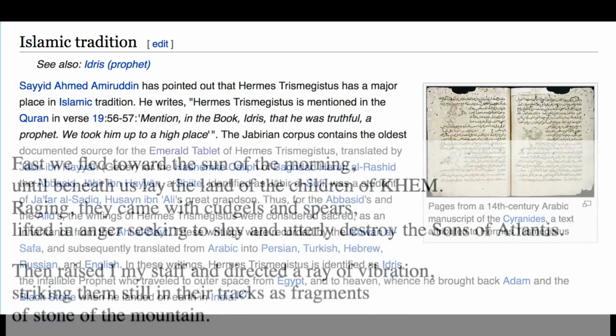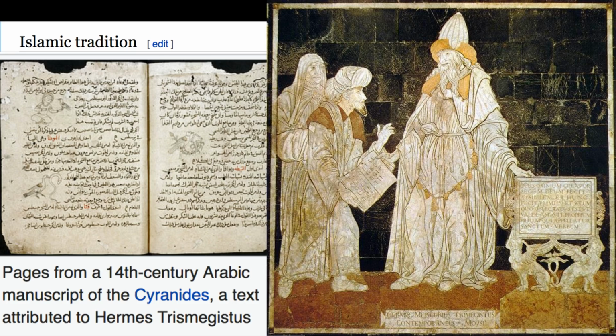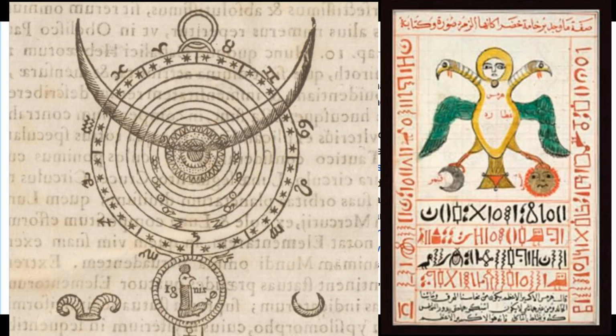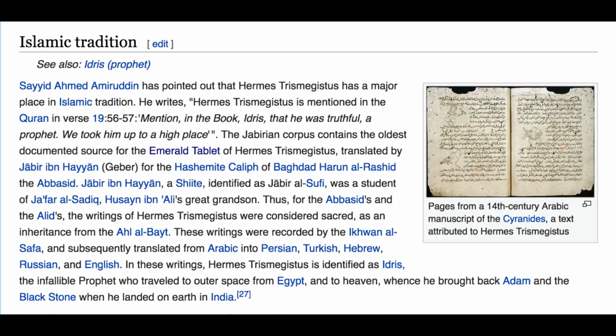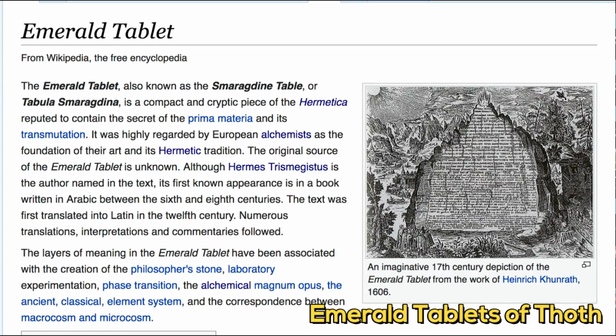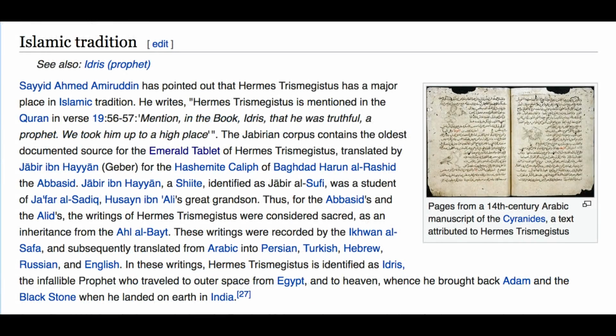So again, in Islamic tradition, Sayyid Ahmed Amuridin has pointed out that Hermes Trismegistus, Thoth, has a major place in Islamic tradition. He writes, Hermes Trismegistus is mentioned in the Quran in verses 19:56-57, in the book of Idris, that he was truthful, a prophet. We took him up to a high place. Idris went to a high place. The Jabirian corpus contains the oldest documented source for the Emerald Tablet of Hermes Trismegistus. In the Muslim Arabian tradition, this is where the oldest source of the Emerald Tablet exists. Down in the bottom here it says that in these writings, Hermes Trismegistus is identified as Idris.